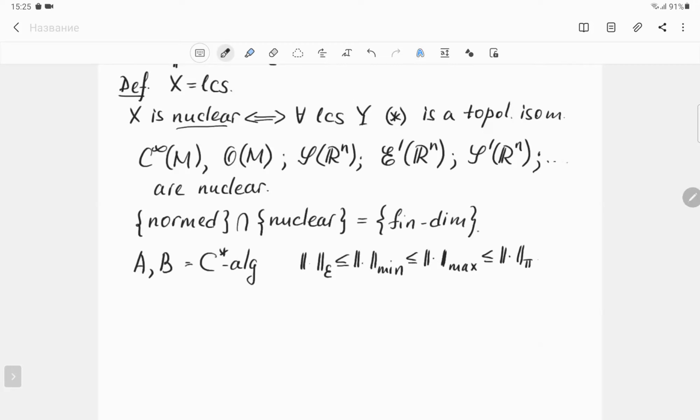In the general case, the inequalities are strict. And in particular, the first two norms, the injective and the minimal, are known to be the same provided that either of the algebras is commutative. But if both A and B are non-commutative, then the injective tensor norm is not a C-star norm in the general case. And the projective tensor norm is almost never a C-star norm, even if A and B are finite dimensional.